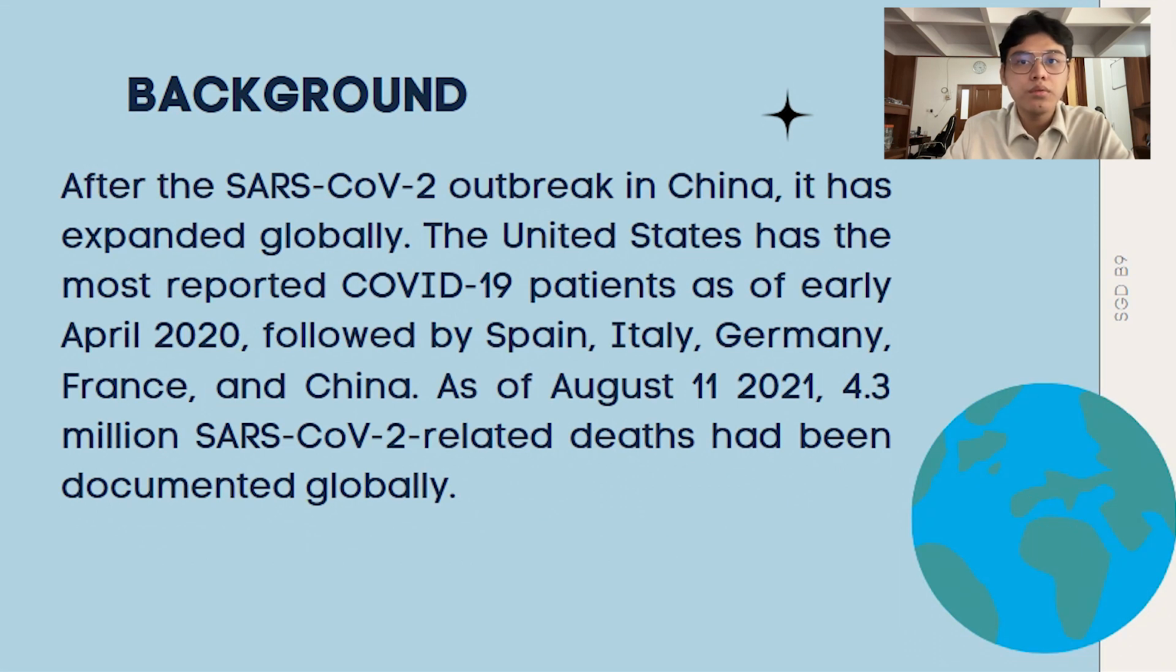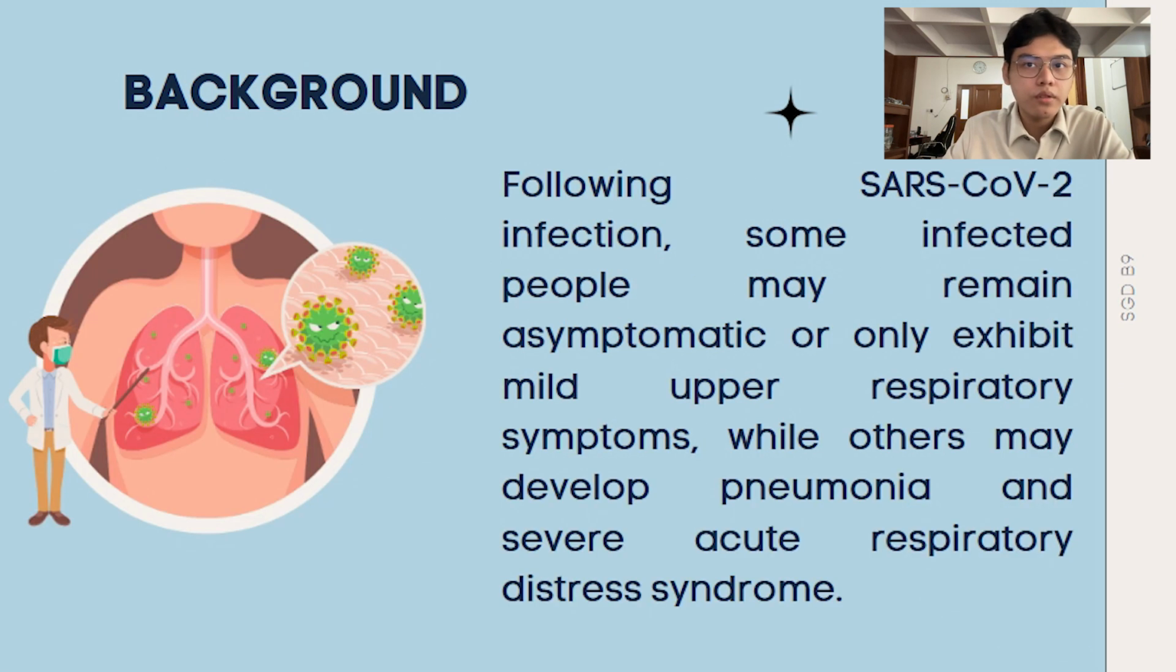After the SARS-CoV-2 outbreak in China, it has expanded globally. The United States has the most reported COVID-19 patients as of early April 2020, followed by Spain, Italy, Germany, France, and China. As of August 11, 2021, 4.3 million SARS-CoV-2 deaths have been documented all around the world. Following SARS-CoV-2 infection, some infected people may remain asymptomatic or only exhibit mild upper respiratory symptoms, while others may develop pneumonia and severe acute respiratory distress syndrome.